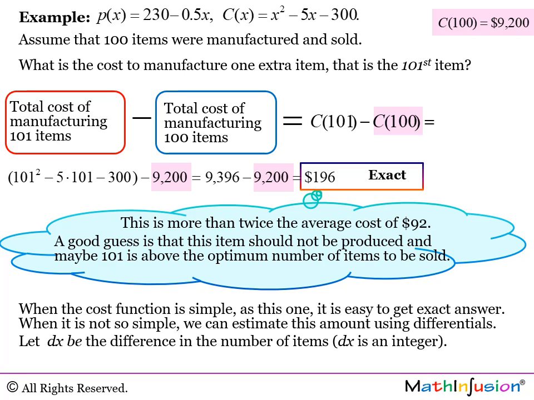Let dx be the difference in the number of items. Compare with the regular differentials, when dx is very small and almost zero. Dx must be an integer because it is the difference between numbers of items. In this case, if we are asking about the extra item, when the extra item is the 101st, then dx is 101 minus 100, because we know the cost of the 100. So dx is 1. But dx cannot be less than 1, and it must be an integer.